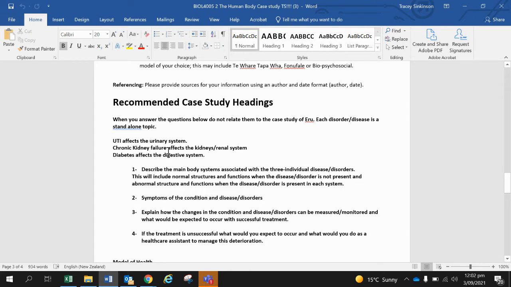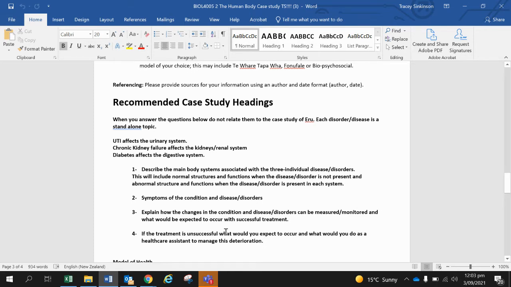If someone has chronic kidney failure, remember this is an umbrella term. So it does depend what type of kidney failure they have, but there are some basic signs and symptoms of the condition. Explain how changes in the condition and disease disorder can be measured and monitored. This is where you may want to pick a particular disease of a kidney, or again, you could go to stages. So kidney failure can be from anything from stage 1 to stage 4, depending on what website you are reading. So if you want to pick a disease like polycystic disease of the kidneys, you can, or you can pick something else.